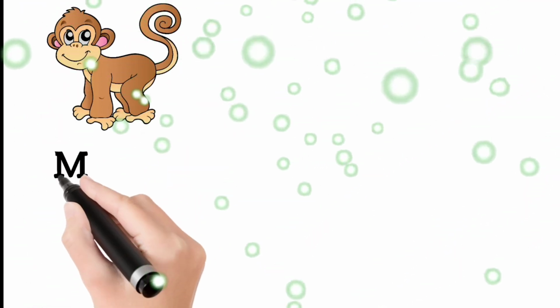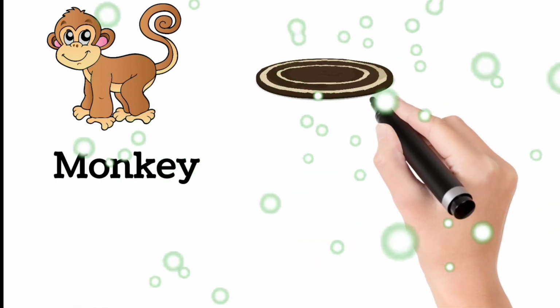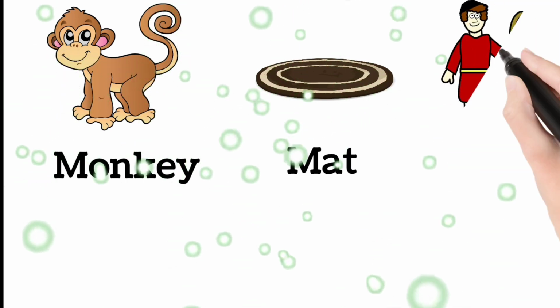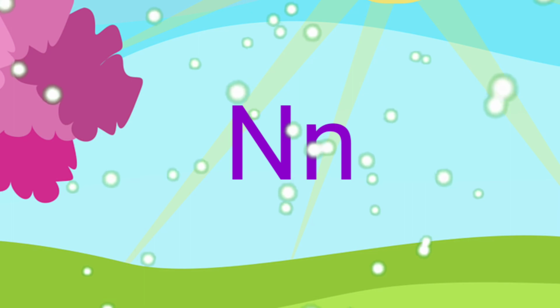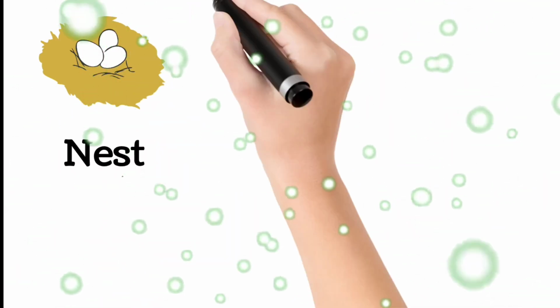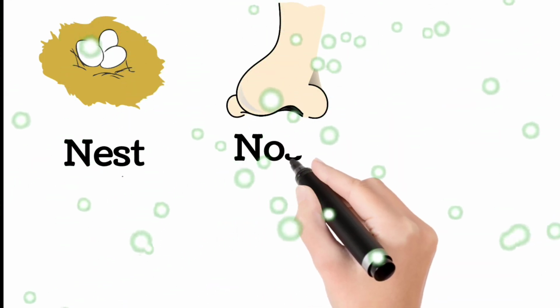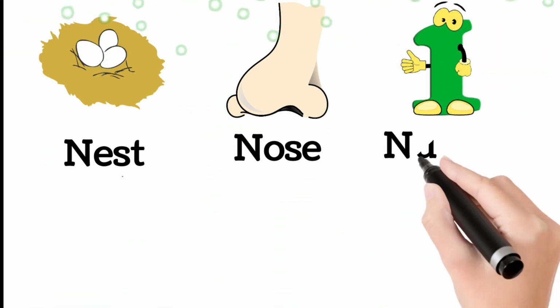M for monkey. M for mat. M for man. N for nest. N for nose. N for number.